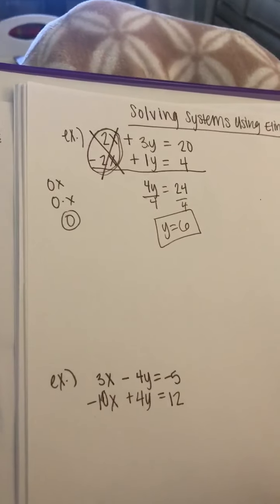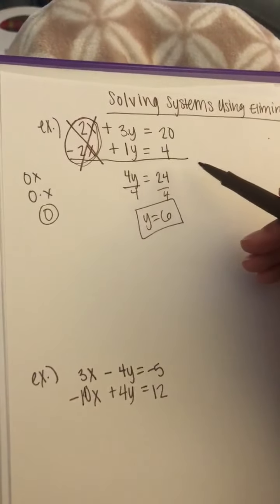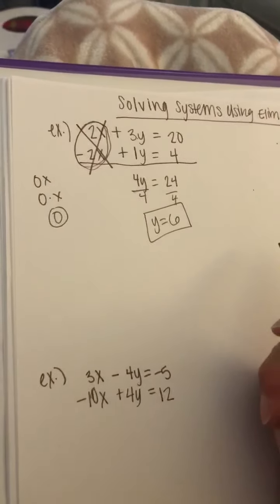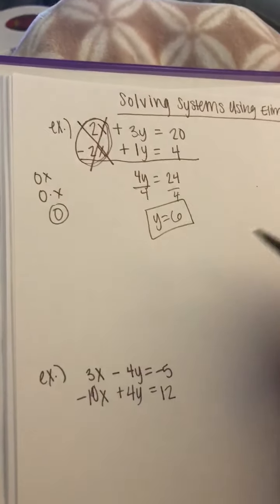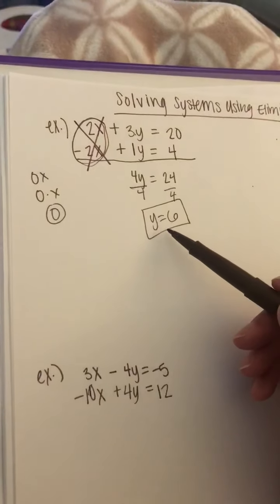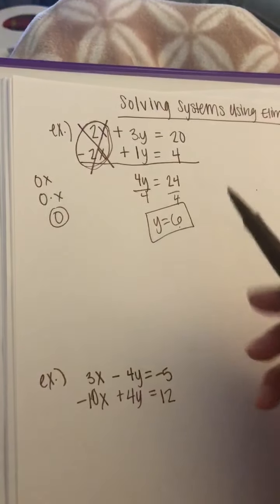But we know that when we solve any of these systems, we're trying to figure out a point, on a line, where they intersect. So I've got y. What do I still need? X. So we are going to use substitution. So we're going to take this and we're going to plug it into y.